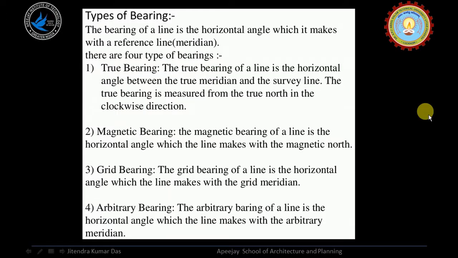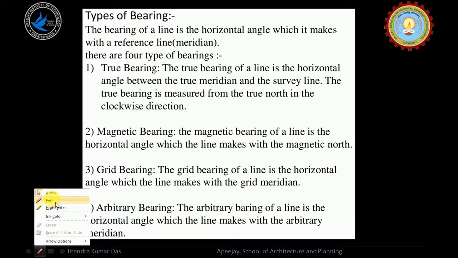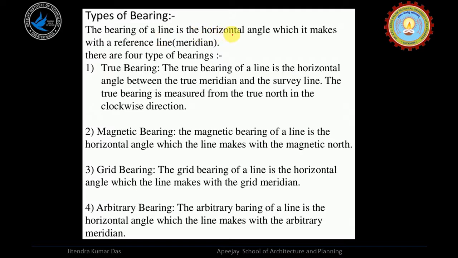Now next, types of bearing. Here you can see the classification of the bearings. The bearing of a line is the horizontal angle which it makes with the reference line. Reference line means meridian. There are four types of bearing: first is true bearing, second is magnetic bearing, third is grid bearing, and fourth is arbitrary bearing. I already explained this in the previous image.